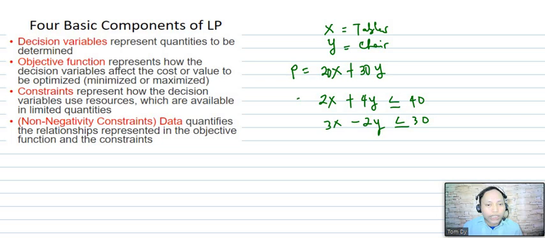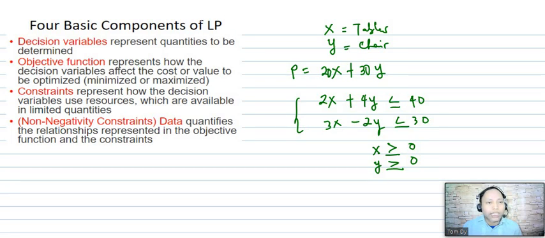So these are just an example of how we write our constraints. And then of course the non-negativity constraints, or the data, is composed of your variables, let's say x and y, which must be greater than or equal to 0. So these are just an example of how we write our non-negativity constraints, or the data.